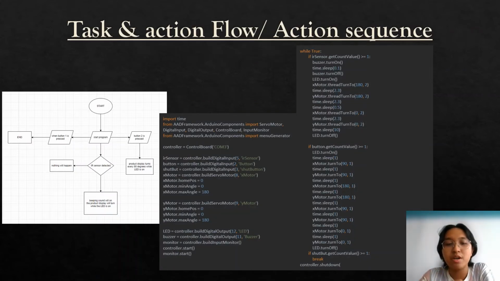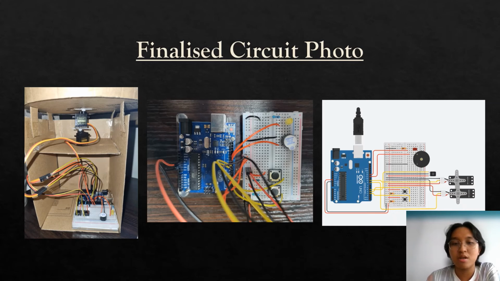This will be my flowchart and my code for the RPD. This is my final circuit photo. On the left photo here, we'll see the product RPD and the insides of the RPD, and the middle here is all the ports that are being used and the buttons that are being used, and where they are placed.